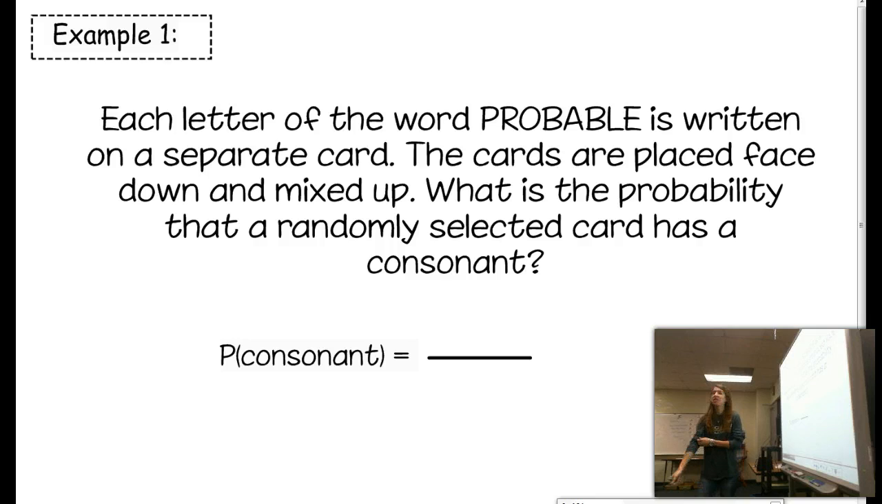All right. Each letter of the word probable is written on a piece of paper and put face down. And they're all mixed up. What is the probability that a randomly selected card is a consonant? Do y'all know what a consonant is?